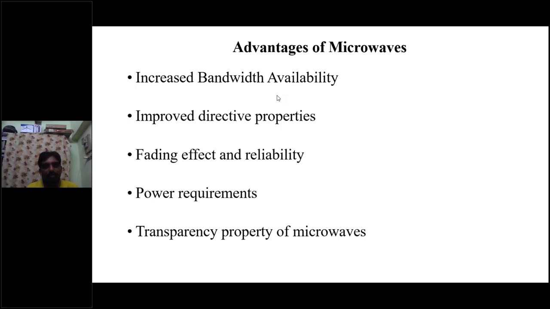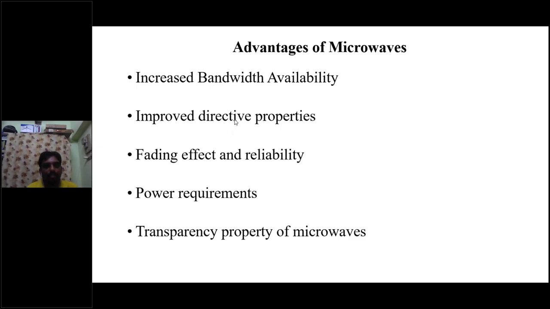But suppose I want to design a multiple-band antenna for bandwidth availability, we go for an ultra wideband system. This ultra wideband means we take the frequency from 3.1 gigahertz to 10.6 gigahertz, and within that frequency we are using multiple operations. For that case, this is one of the advantages: increased bandwidth availability is possible by using microwaves.